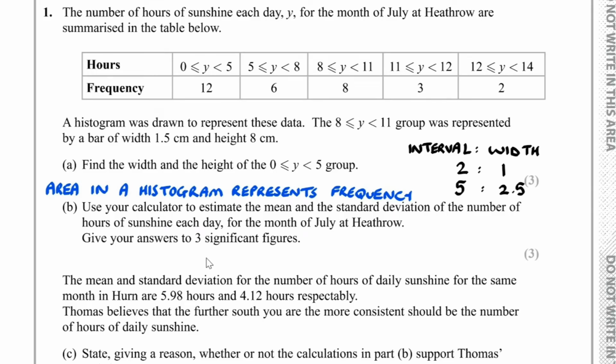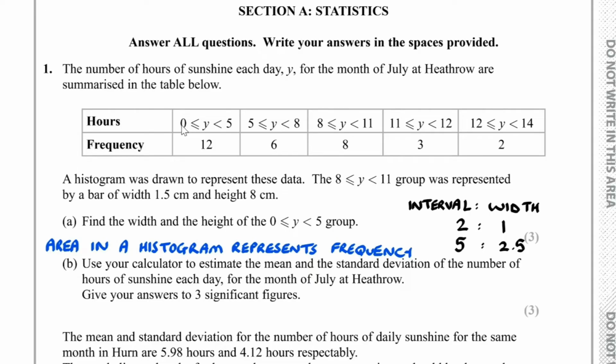Now for part B, we have to use our calculator to estimate the mean and the standard deviation of the number of hours of sunshine each day for the month of July at Heathrow. Give your answer to 3 significant figures. Well, here we've got a grouped frequency table, and what we can do with that is, first of all, find out the midpoints. If we find out the midpoints of each of these intervals, we've got 2.5, 6.5, 9.5, 11.5, and 13 for our midpoints.